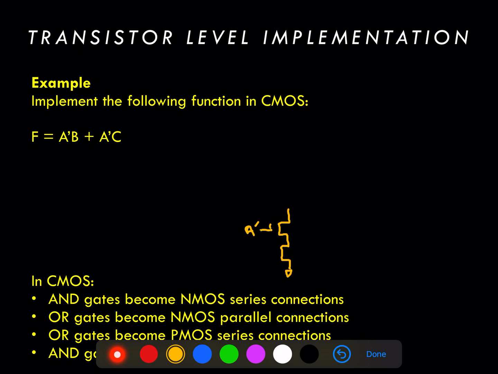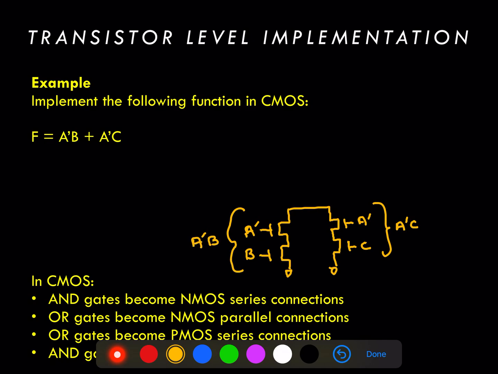And for simplicity, we've left out the actual inverter required to produce A naught for now. And the function A naught and C also requires a series connection of 2 NMOS transistors to connect A naught and C together. So this produces A naught C, and this leftmost branch produces A naught B. And to construct the PMOS half of this circuit, we're just going to do the opposite. So where A naught and B are in series here, we'll just put them in parallel with the PMOS to implement the right functionality.